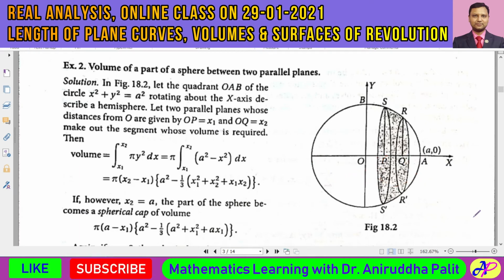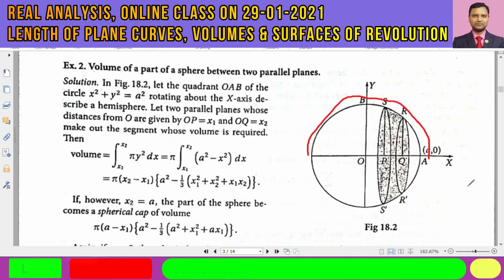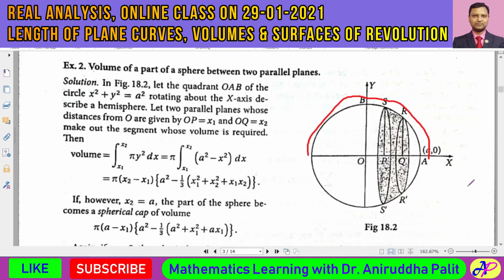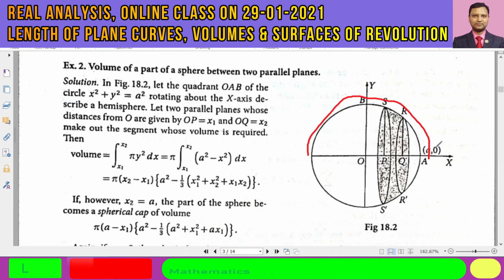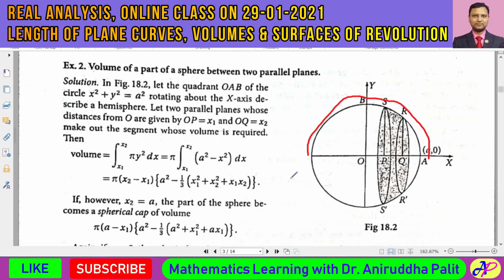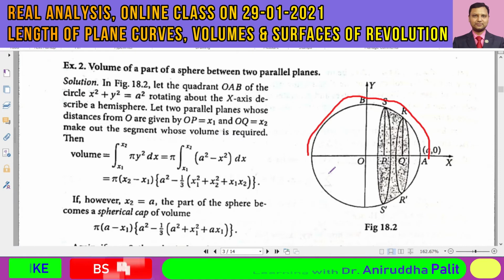So suppose throughout this entire segment, if we need to consider this total upper half of the circle, in that case, whenever it is rotated about x-axis, in such cases we will get a sphere. And what would be the lower and upper limit for x?